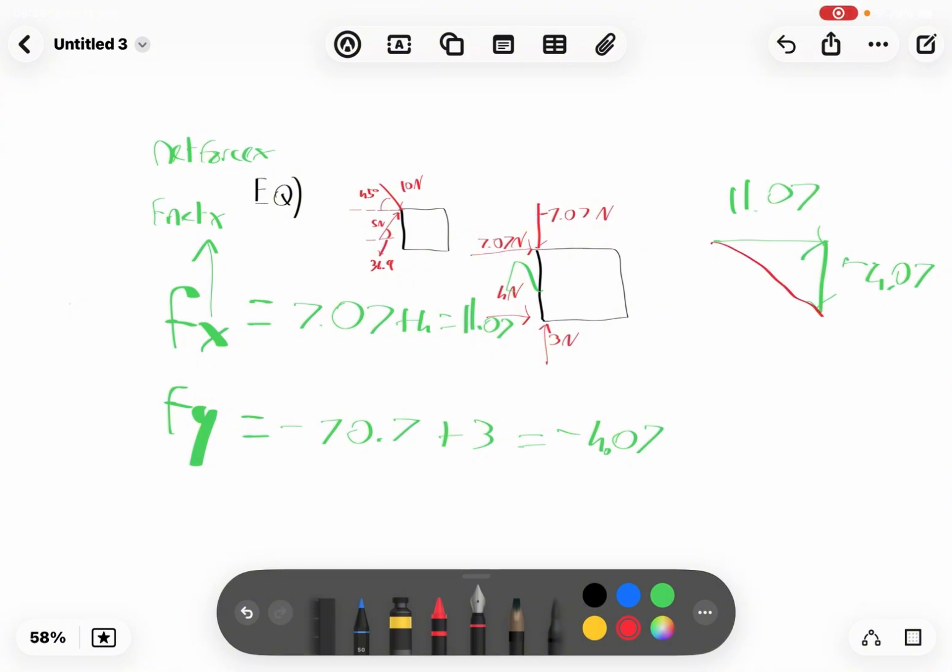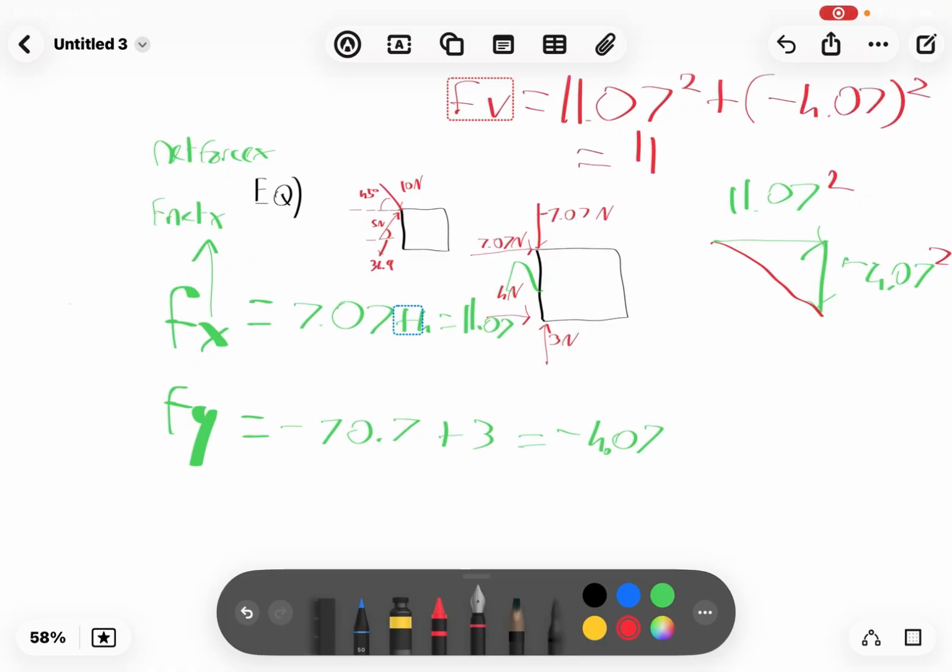And then for this line, we add these two as you remember, the square root of them. So the resultant force equals 11.8 newtons.